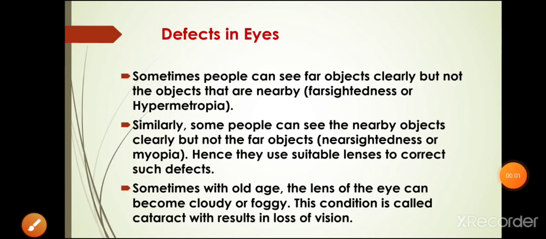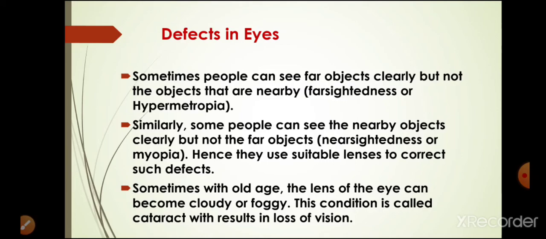Now students, the next topic is defects in the eyes. Students, normally a person can see distant and nearby objects through the eyes, right? A person with a normal eye can read most comfortably at a distance of 25 centimeters. However, the distance can change with age. So there are some vision defects, that is myopia, hypermetropia and cataract. Now students, we will study them one by one.